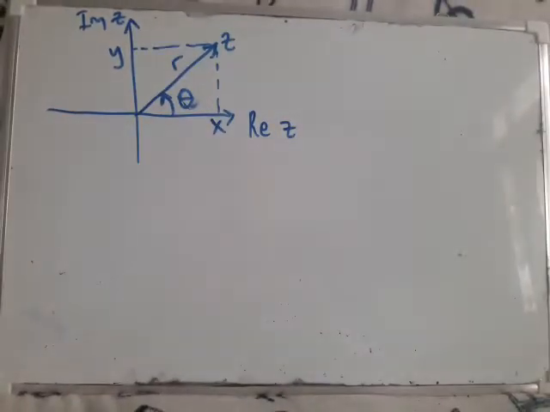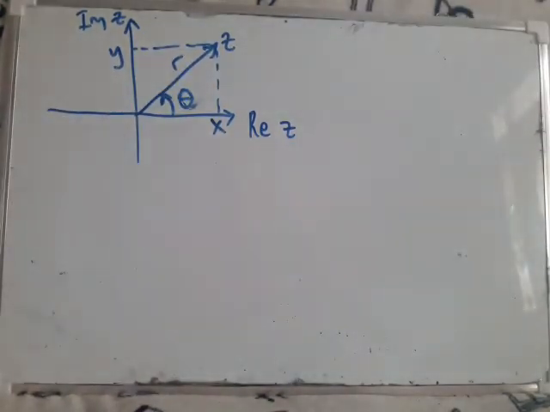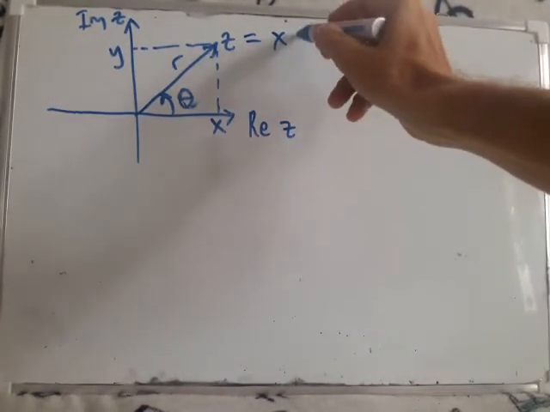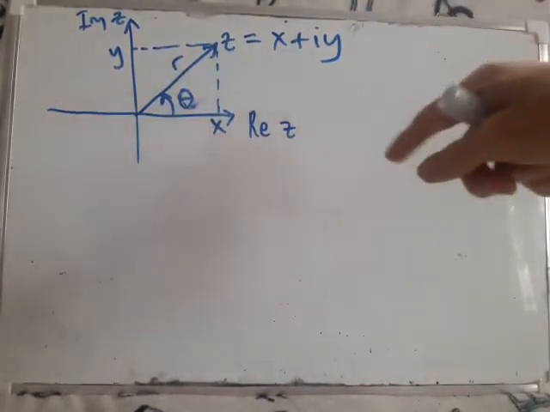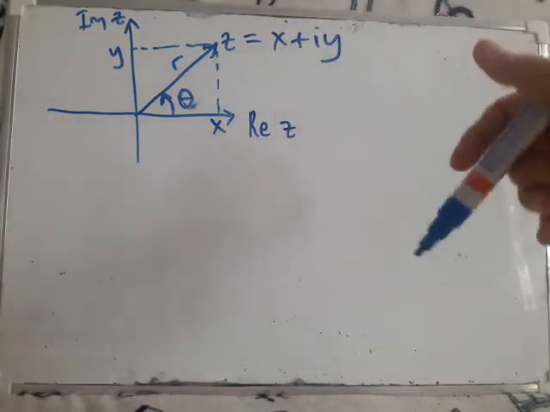So it's very helpful to always think of complex numbers as points on a two-dimensional plane, which is known as the complex plane, or sometimes the Argand diagram. So if we've got our complex number z equals x plus iy, we can just plot it on this diagram.